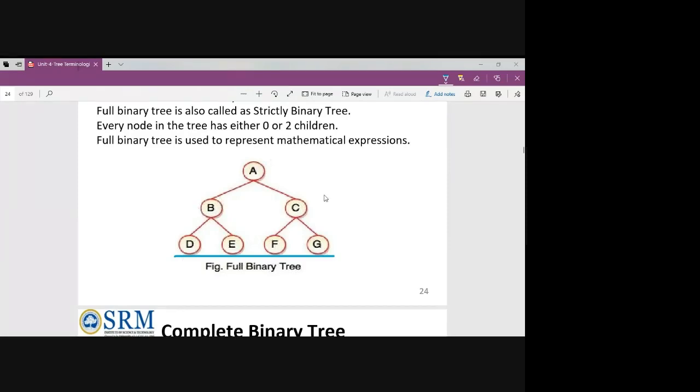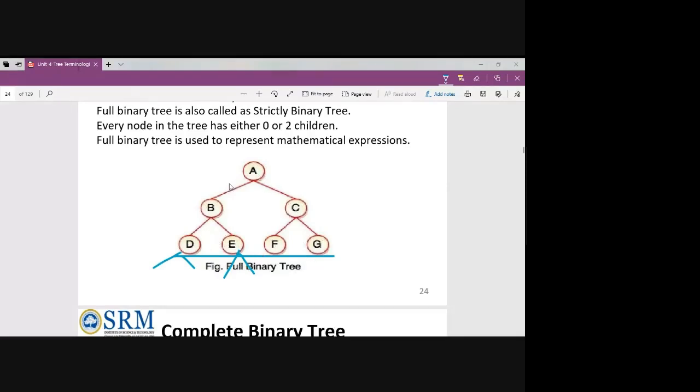B is having D and E, C is having F and G. Again, if you want to proceed, you can give D is having 2, E is having 2. If you are not putting for F and G, then this won't become a full binary tree. Make it be clear. Your binary tree can have 0 or 1 or 2.